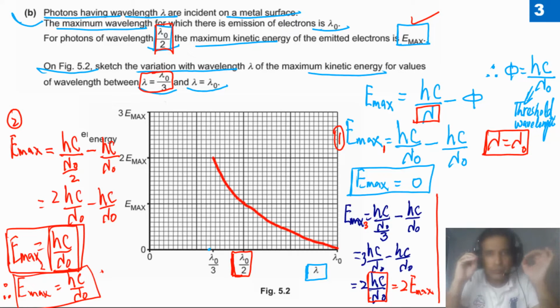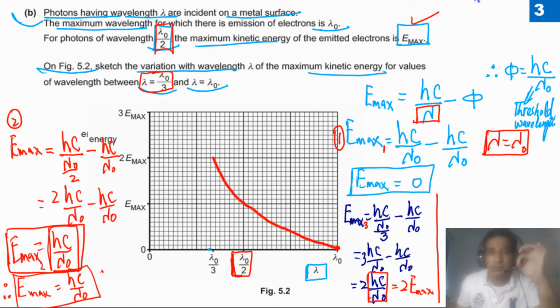This question is a beautiful question. You need to understand that in the graph between E max and lambda, the shape has to be like this, a hyperbola. It has to be a curve, and when lambda is equal to lambda naught, E max has to be 0. You have to keep this point in mind. I hope this is clear to you. If you have any questions about this, leave them in the comments. But this is a beautiful question.